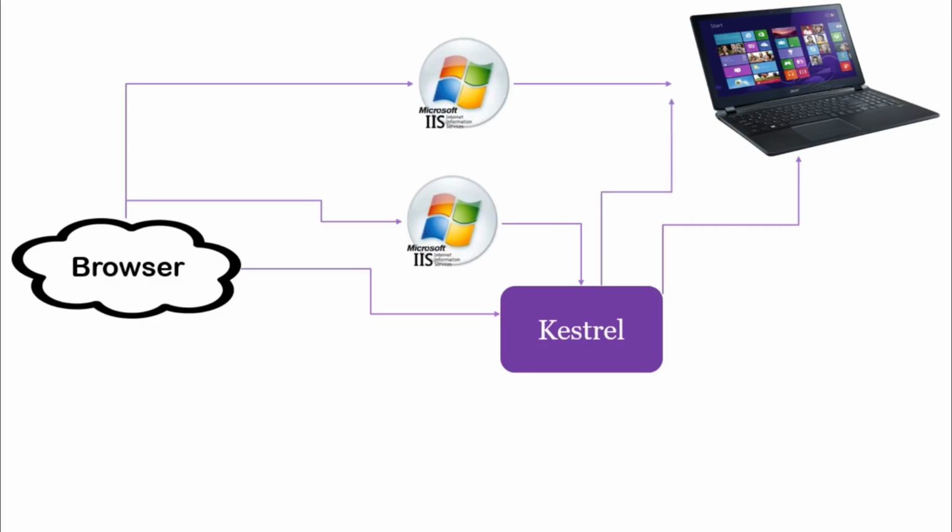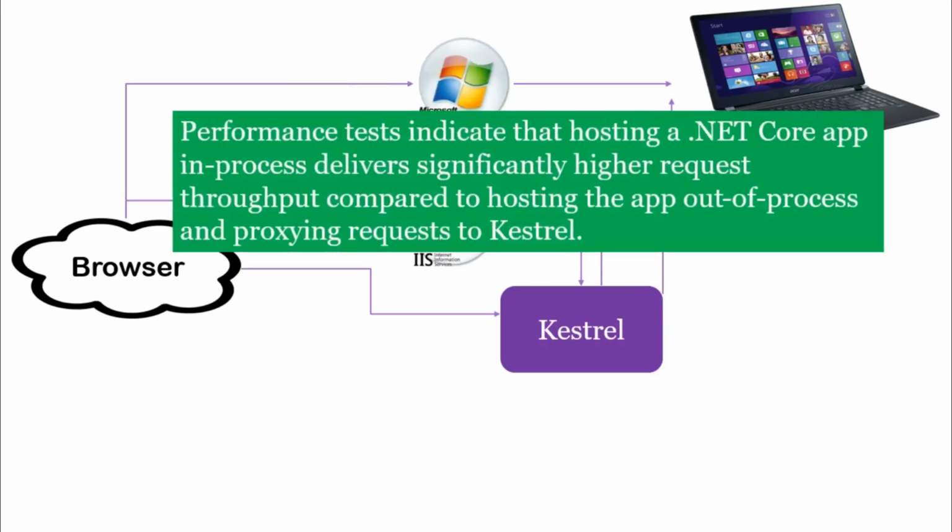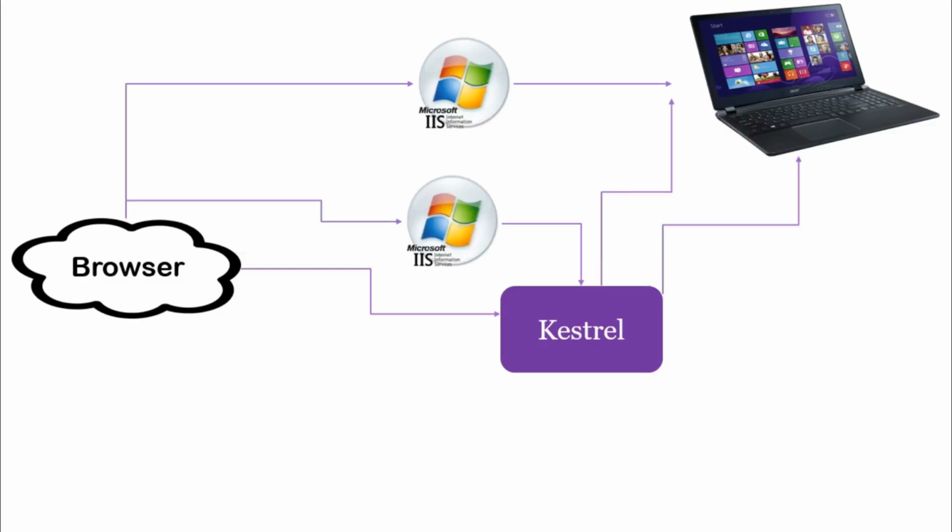But as per Microsoft, and this is the line from Microsoft's official site, performance tests indicate that hosting a .NET Core app in process delivers significantly higher request throughput compared to hosting the app out of process and proxying requests to Kestrel. We haven't covered in-proc and out of process, but understand this: when we hide Kestrel behind a main server, Kestrel is not as fast as compared to its raw form, because we now have two servers communicating with each other. All right.